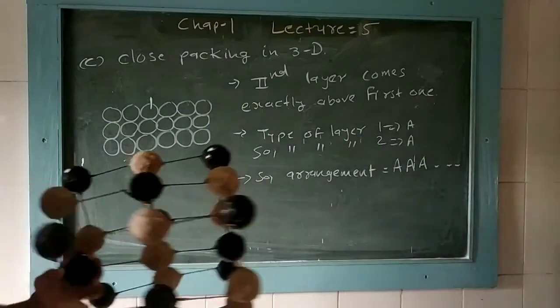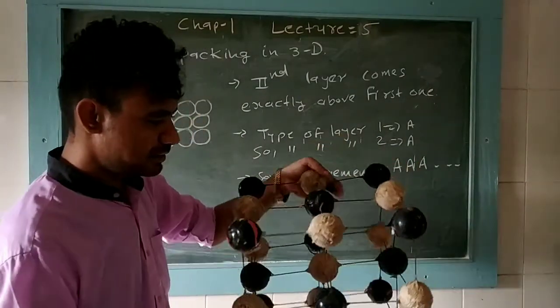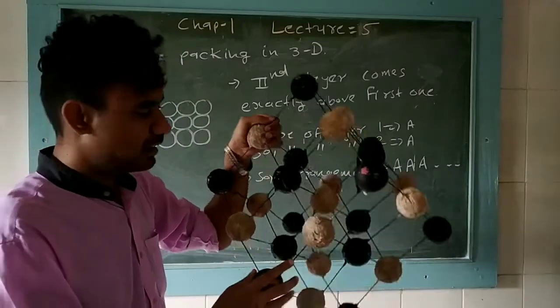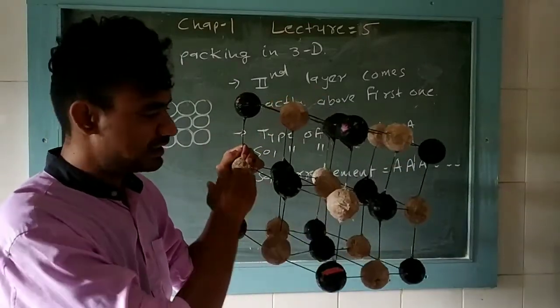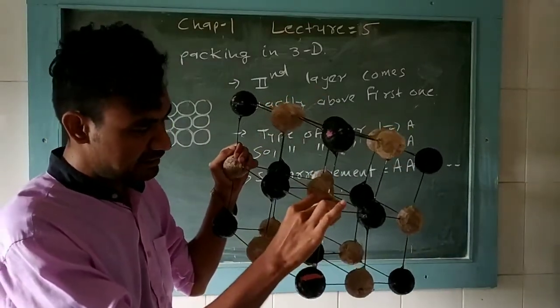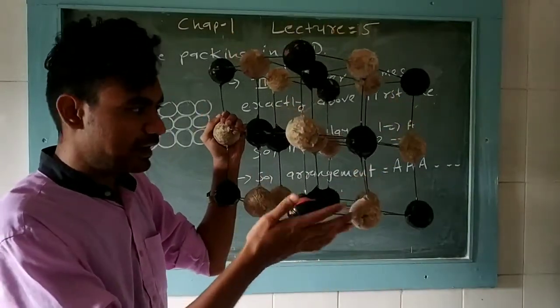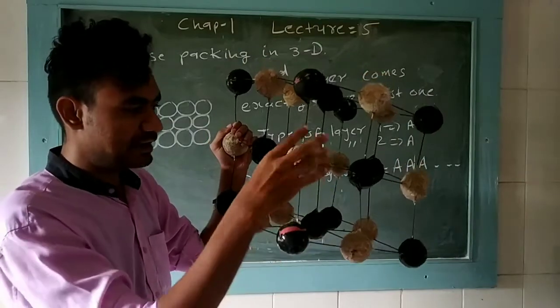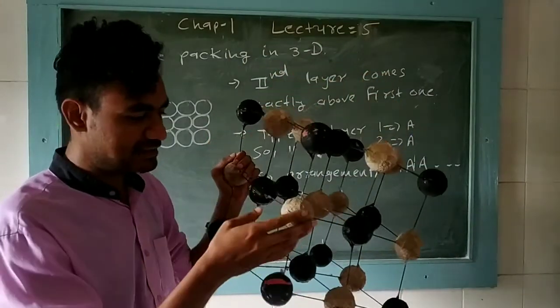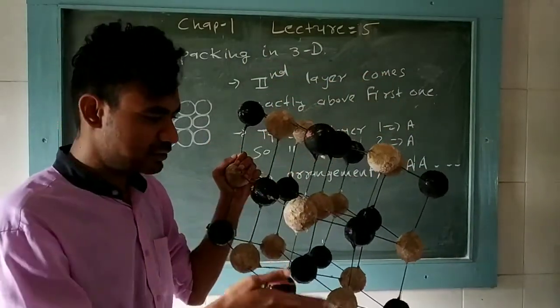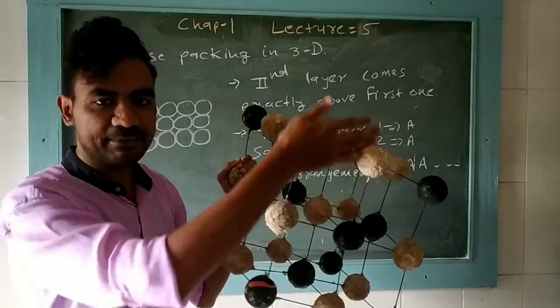You can see here, suppose this is our middle layer. This atom is exactly above this one, and this black one is exactly above the white one. So this way the layers will repeat itself.